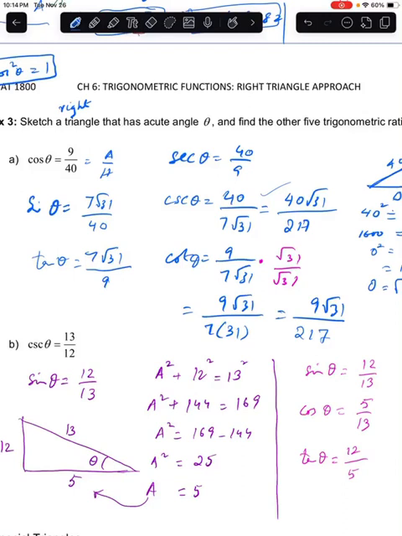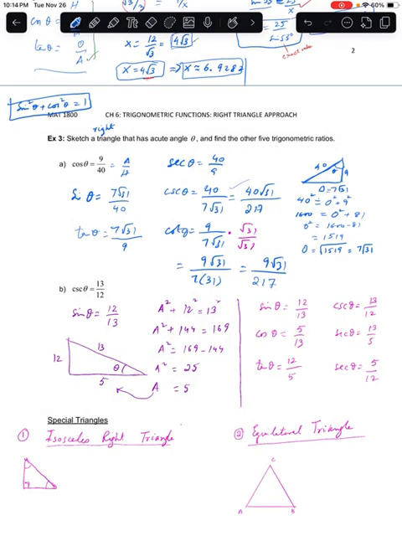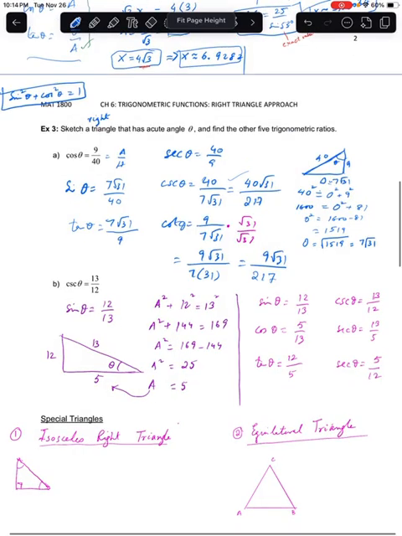Continuing with section 6.2, we are looking at example 3. It says sketch a right triangle that has angle theta and find the other trigonometric ratios. So one of the ratios is given and we have to find the other trigonometric ratios.